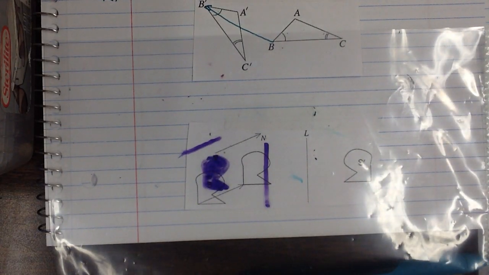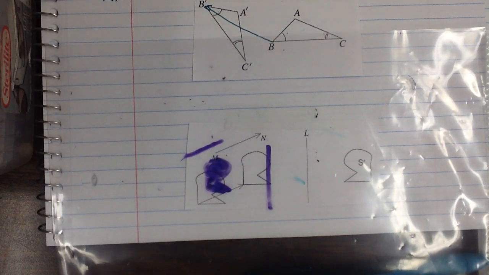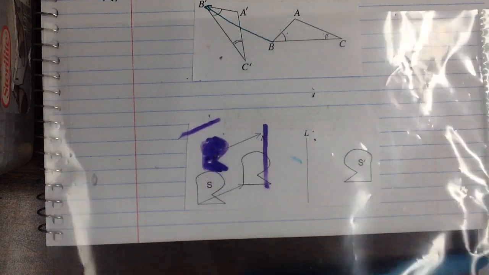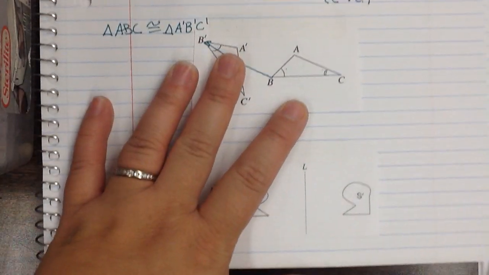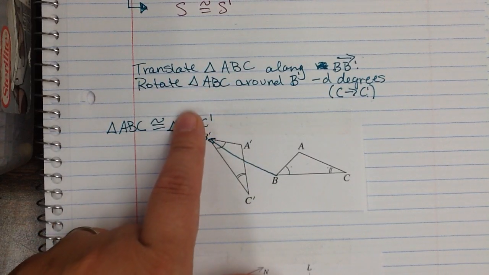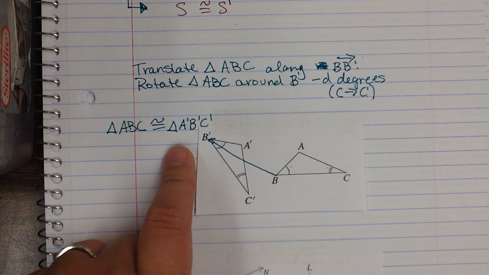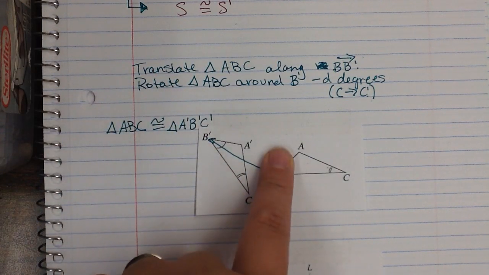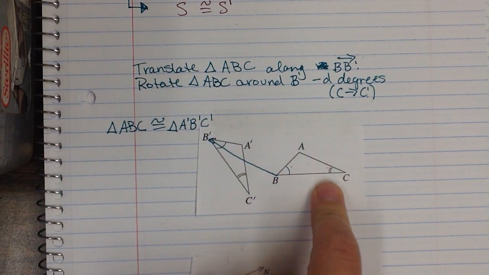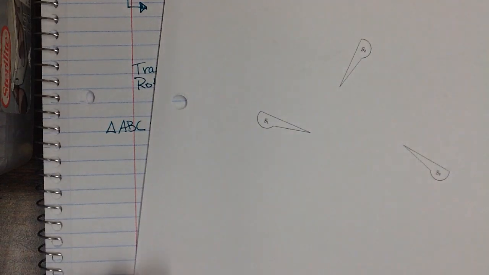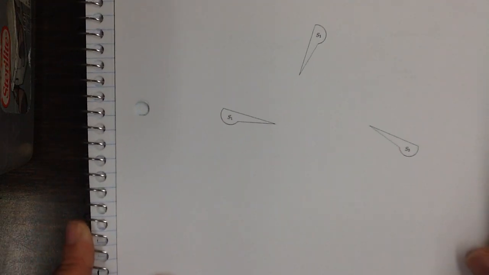So what we can say is that a sequence of rigid motions proves congruence, just like we did up here, and we can undo it to prove congruence. So then we could go backwards. We could rotate it and then translate it and get it back to this location. So what we're going to do is hop right into this. We're going to work through this a little bit.